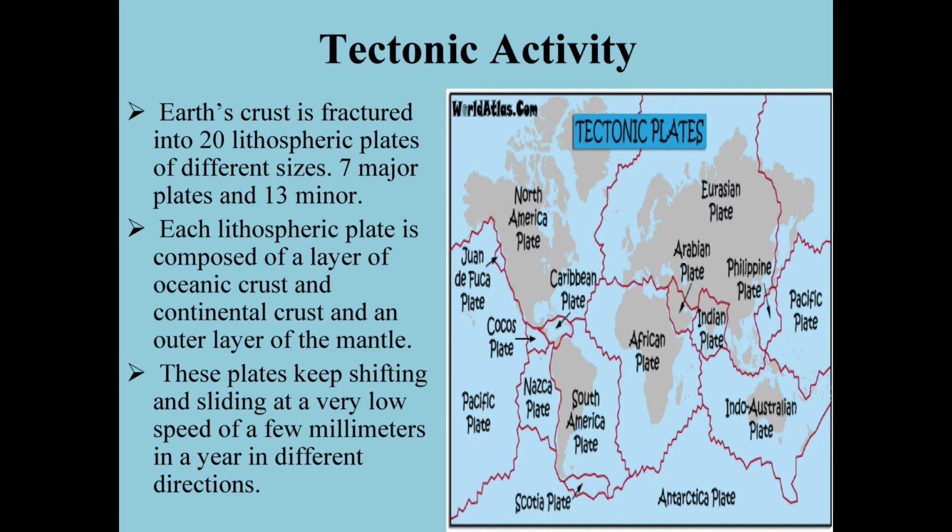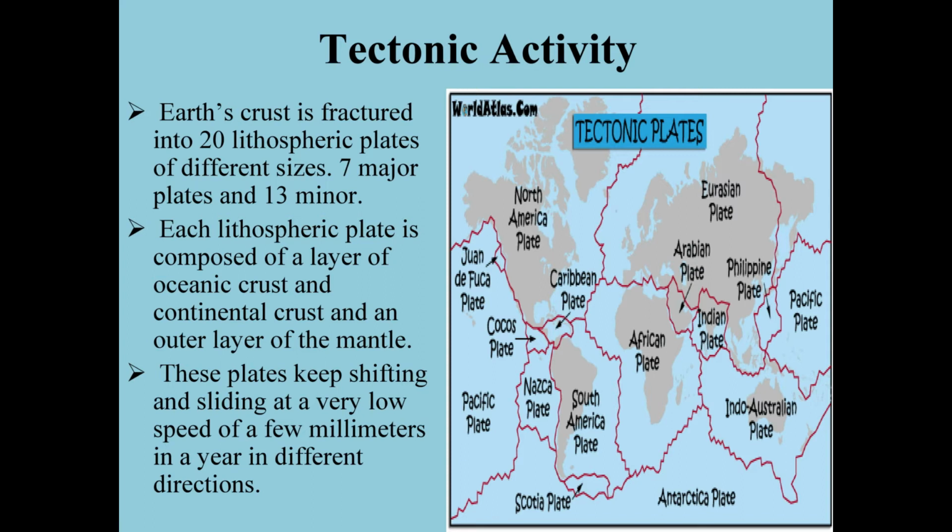Tectonic activity. Earth's crust is fractured into 20 lithospheric plates of different sizes. Dr. Morgan has divided them into 7 major plates and 13 minor plates. Each lithospheric plate is composed of a layer of oceanic crust or continental crust and an outer layer of the mantle. Lithospheric plates are generally considered to be about 100 km thick.